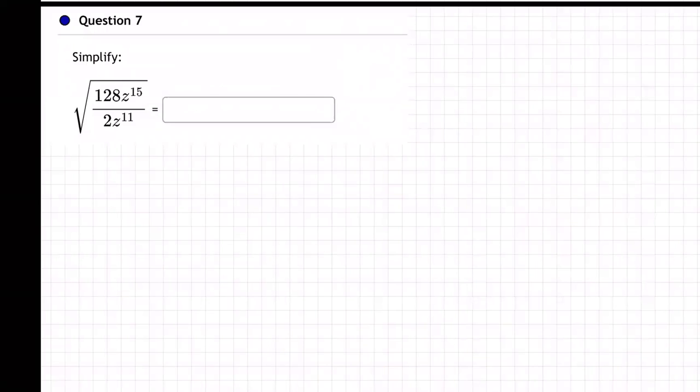Okay, so on this one, we have a square root we want to simplify. Well, the first thing we're going to do on this one is we're just going to divide the numbers inside. Like 2 goes into 128. You can use your calculator, 64 times. And then remember, so just divide the numbers. And remember what we do with powers?